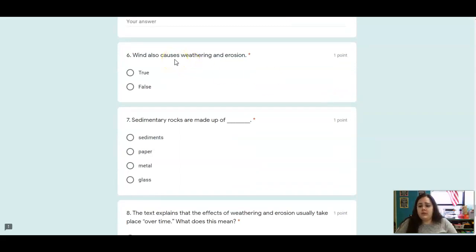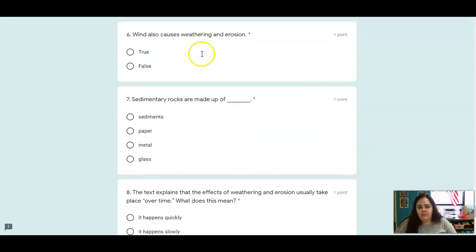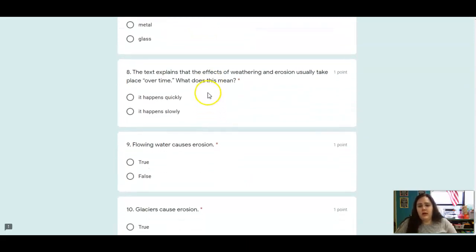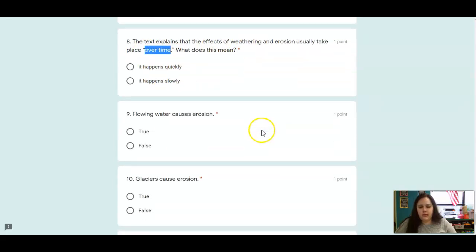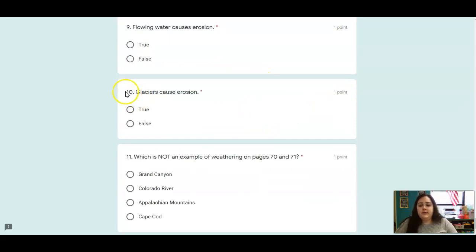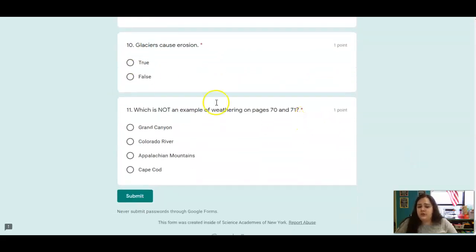True or false, wind also causes weathering and erosion. Sedimentary rocks are made up of blank. The text explains that the effects of weathering and erosion take place over time. So is weathering and erosion happening quickly or slowly? 9, flowing water causes erosion. 10, glaciers cause erosion. And 11, which is not an example of weathering, on pages 70 and 71.